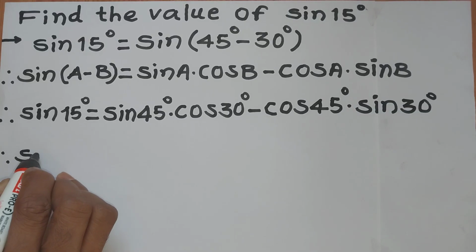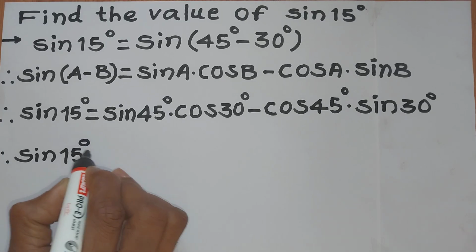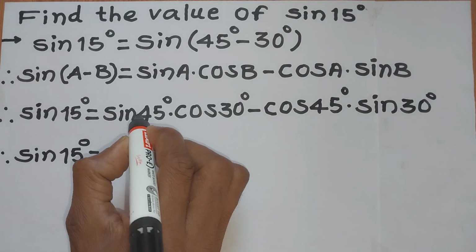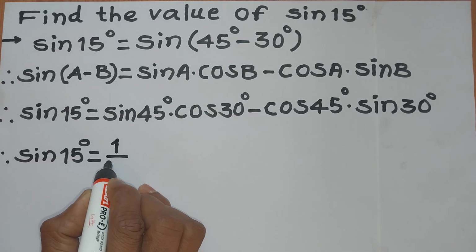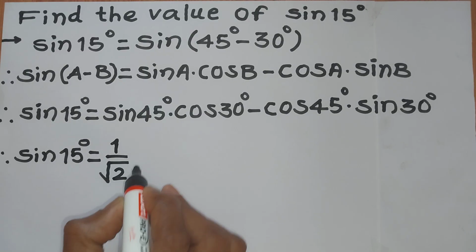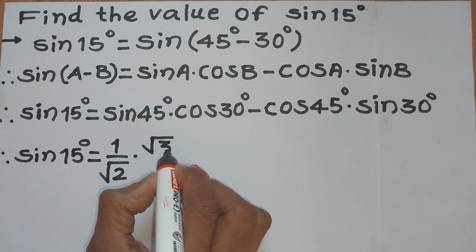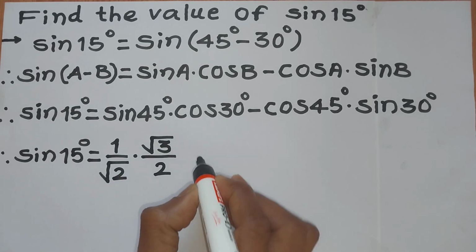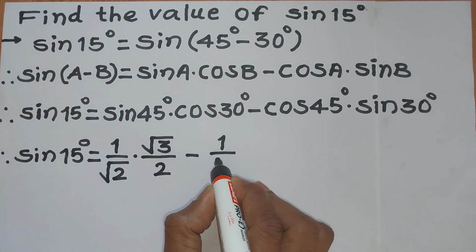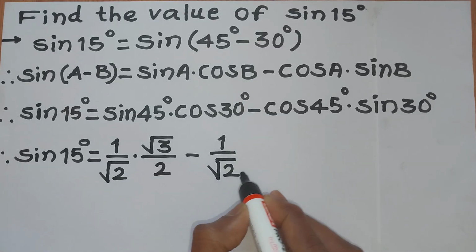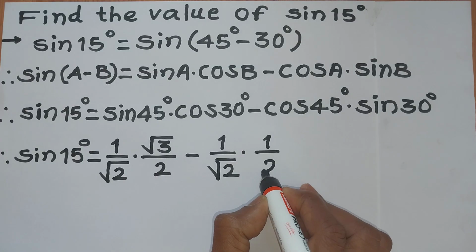Therefore sin 15 degree is equal to value of sin 45 degree from table, that is 1 upon root 2, into cos 30 from table, root 3 upon 2, minus cos 45 degree value from table, that is 1 upon root 2, into value of sin 30, that is 1 upon 2.